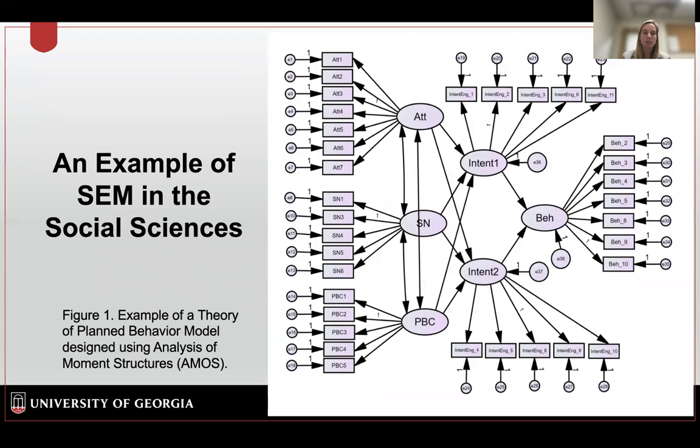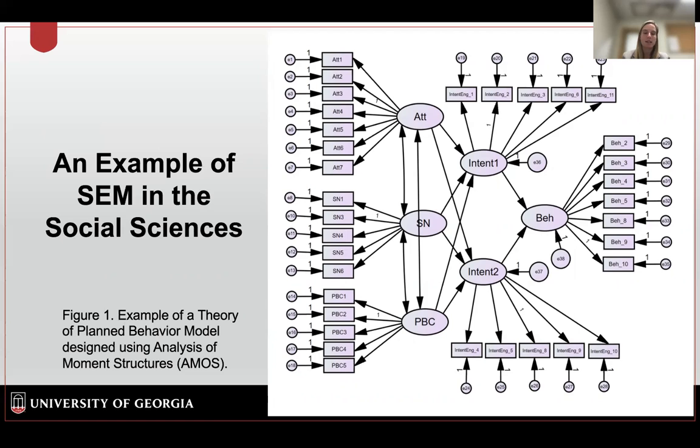So, an example of SEM in the social sciences. The theory of planned behavior is widely used to predict intention and/or behavior using SEM. The most basic theory of planned behavior model has 5 latent variables, which are attitude, subjective norm, perceived behavioral control, intention, and behavior, that are all measured by some number of manifest variables. Latent variables are denoted with circles or ellipses, and manifest variables are denoted with rectangles or squares.